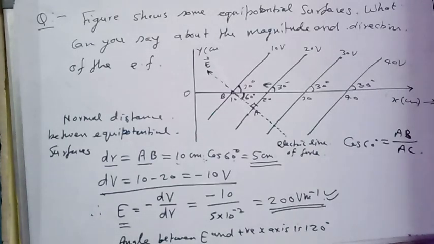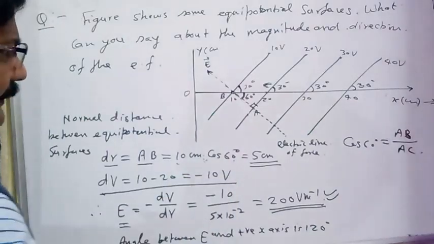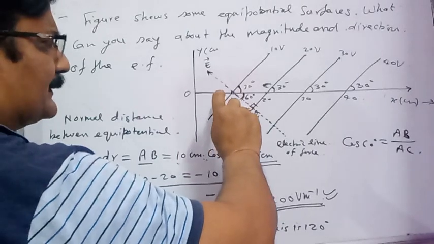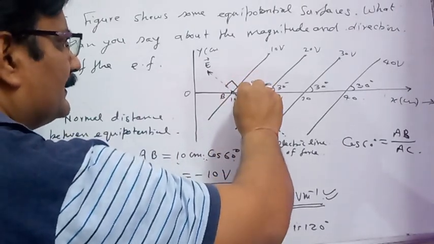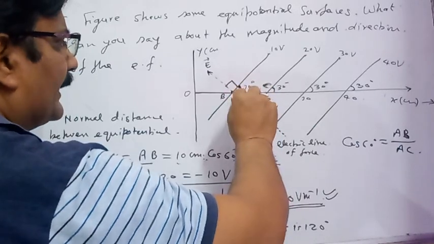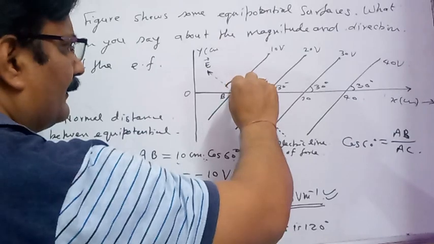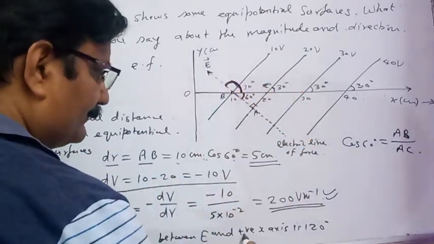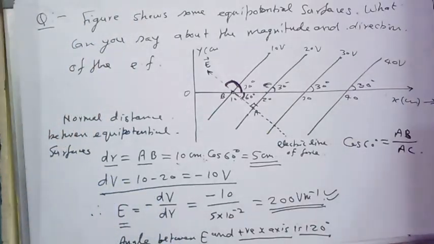Now question is, what can be the direction of the electric field? So here you can see in the figure, direction of the electric field is perpendicular to the equipotential surface. It means this angle is 90 degree and this angle is given 30 degree. So what is the direction of electric field? Electric field makes an angle of 120 degree with positive x-axis. This would be the answer. Thank you, students.